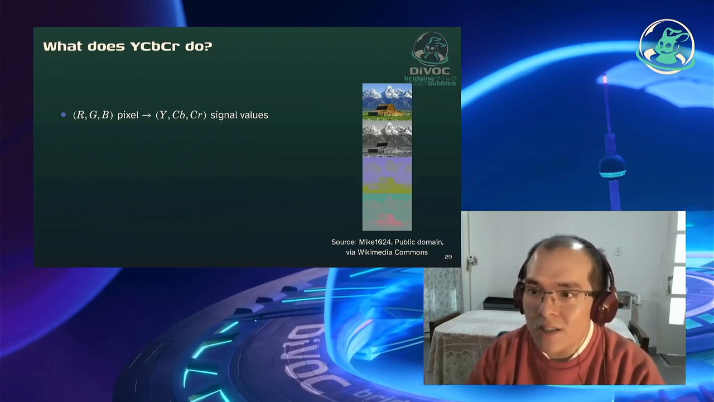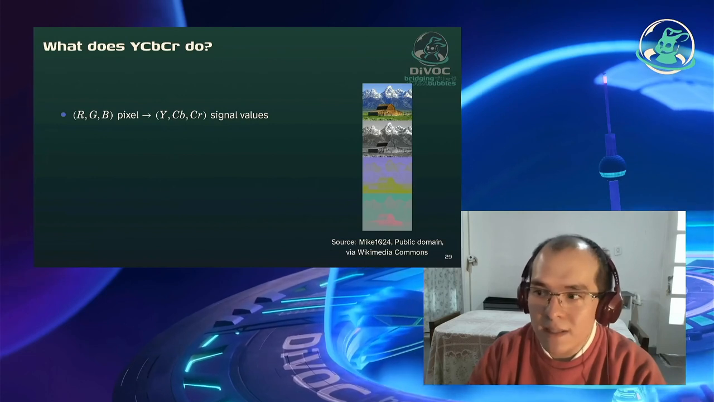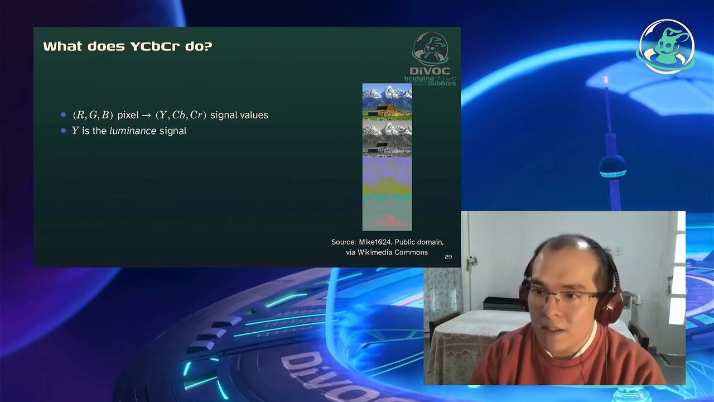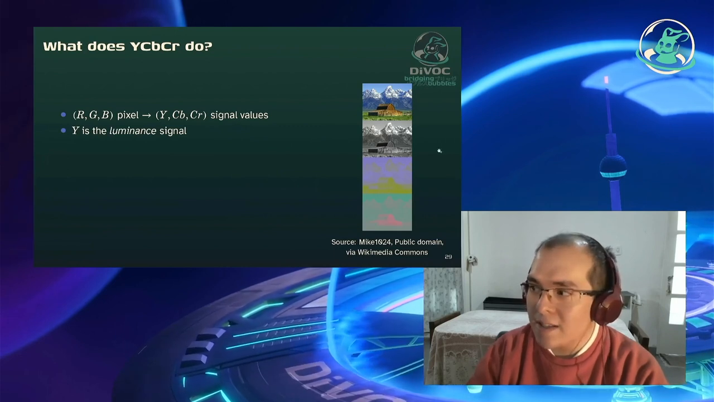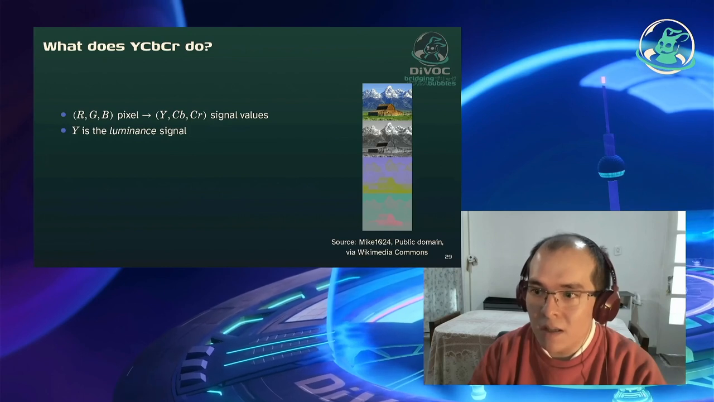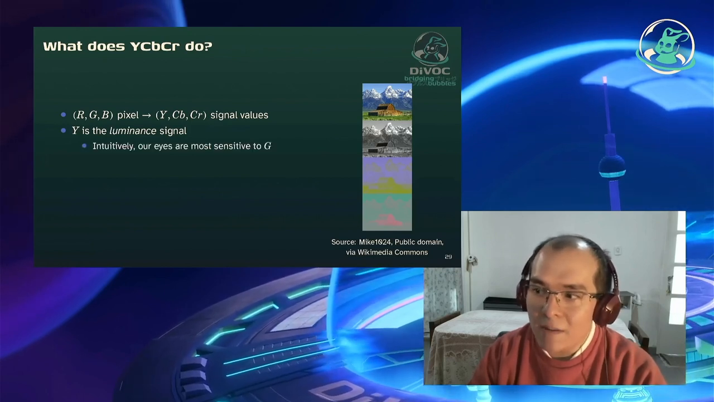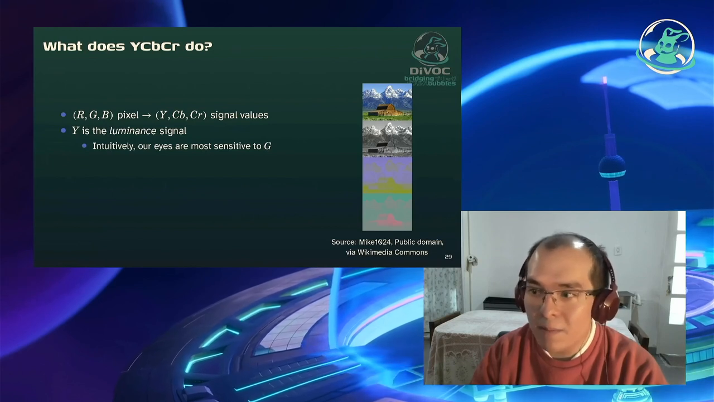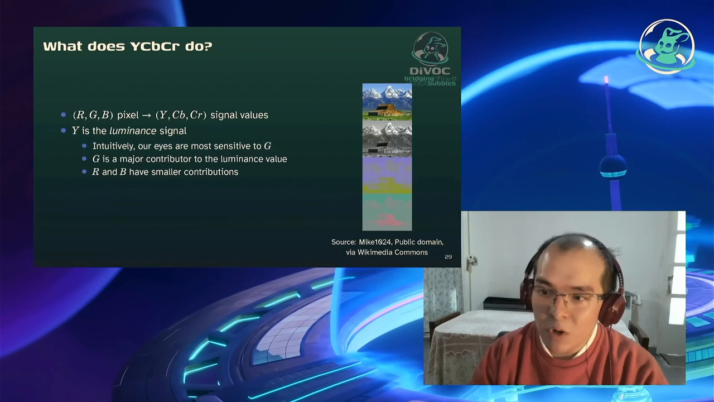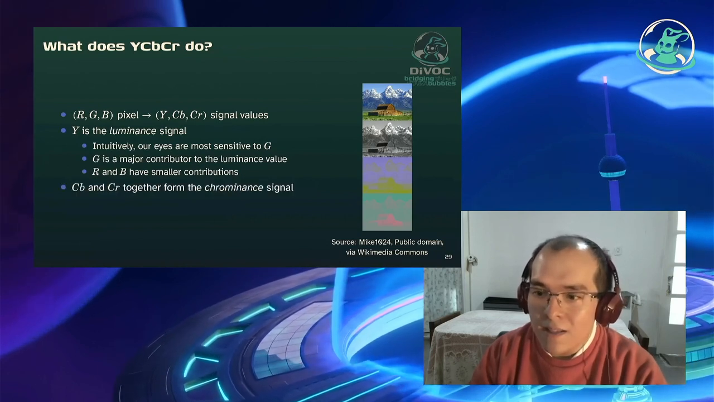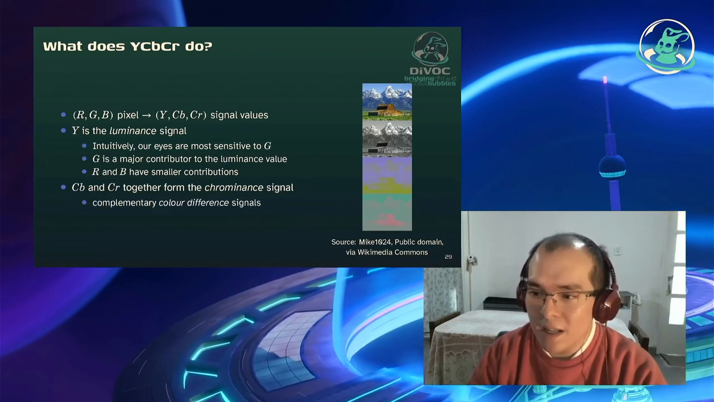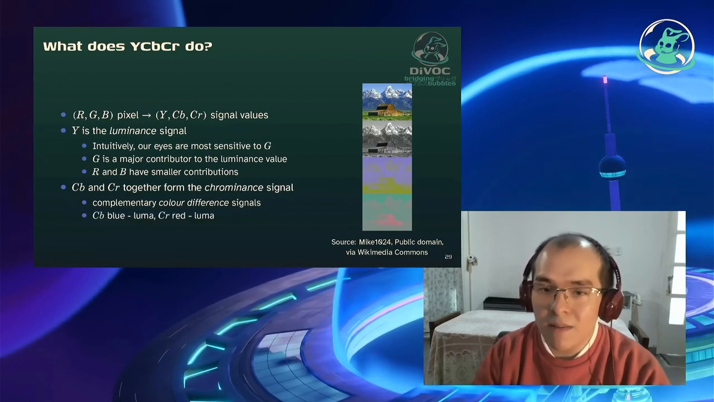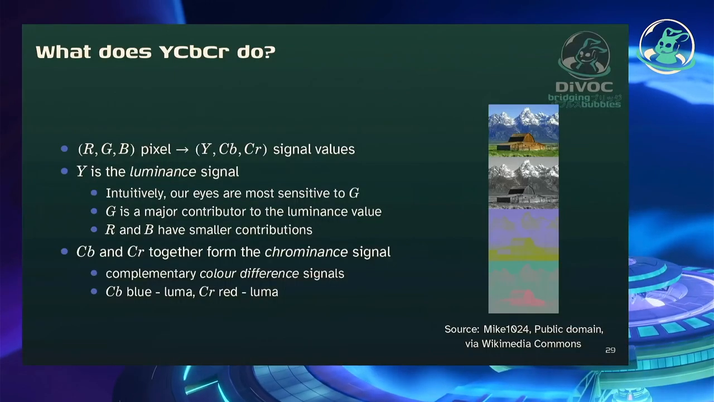So what does YCbCr do in this regard? It transforms your RGB pixels into three signal values that we call Y, Cb, and Cr. First, Y is the luminance signal, which we see here as the grayscale plane of the image. Intuitively, our eyes are most sensitive to the green component, so that's why Y contains a large portion of the green value of the pixels. Of course, there is a small contribution from R and B. Cb and Cr together form a signal that we call the chrominance signal. These two are complementary color difference signals because Cb arises from blue minus luma, and Cr arises from red minus luma.